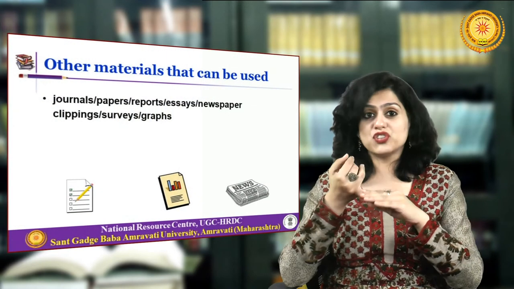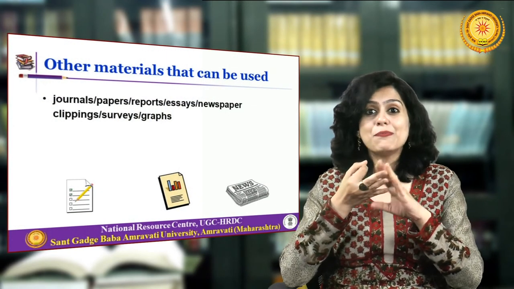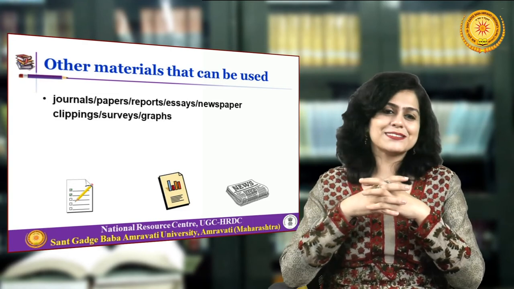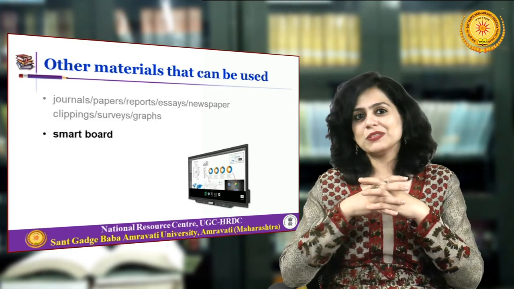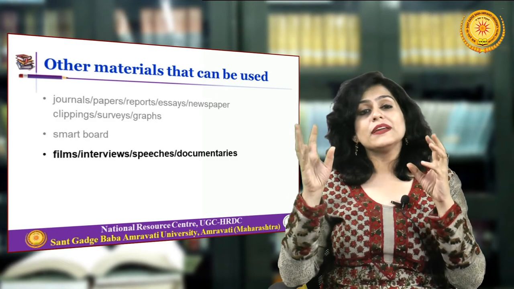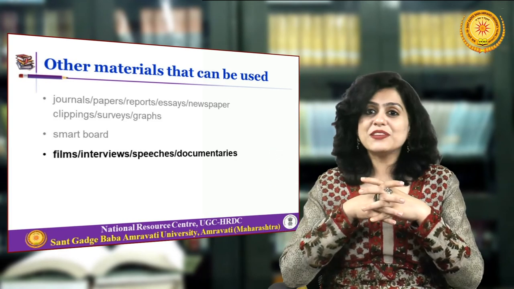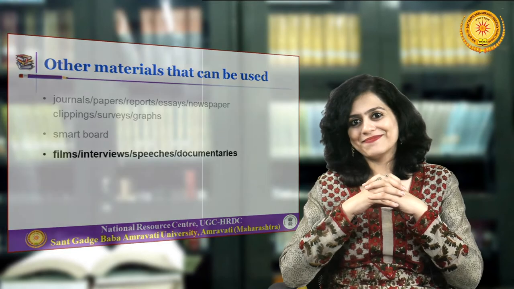So we can use journals, papers, reports, essays, newspaper clippings, surveys, graphs, smart board. Or we can use excerpts from films or interviews or speeches and documentaries. Now, what could be the benefit of using a range of materials rather than just one or two resources, and especially if there is already a course book that has been prescribed?